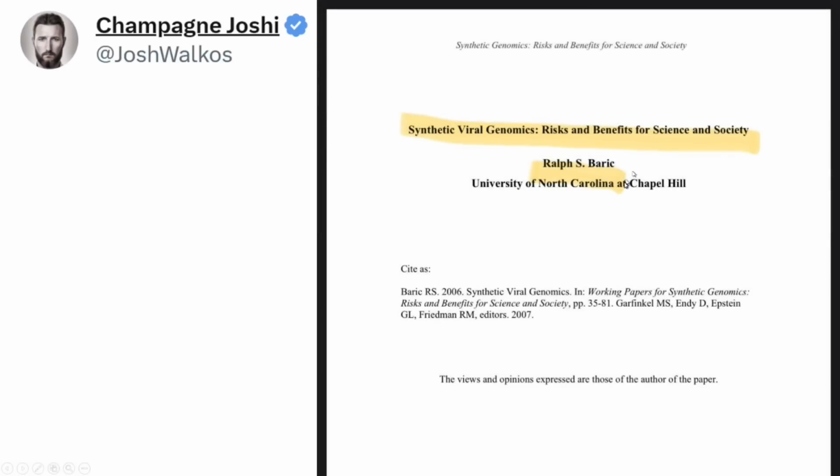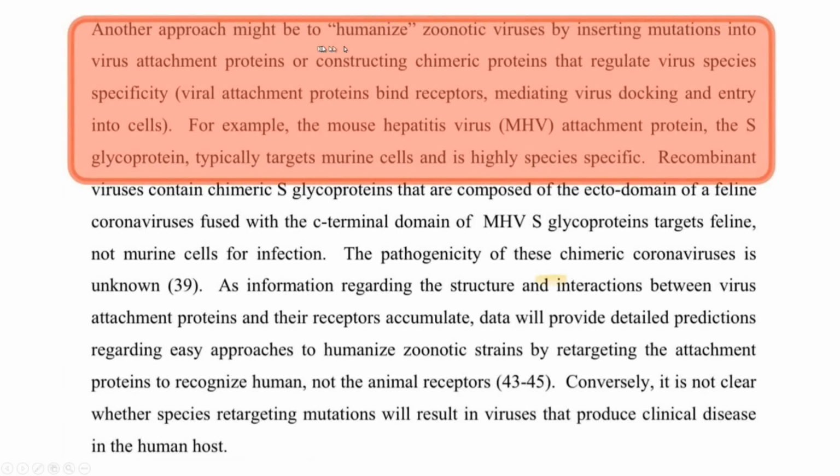Isn't that great? So I'm first going to show you from that tweet this paper, which has Ralph Baric back in 2006 clearly calling out the synthetic viral genomics and manipulation of SARS and other viruses. And interestingly, in the paper, he talks all about how you could humanize zoonotic or nature viruses by inserting mutations into virus attachment proteins or constructing chimeric proteins, etc. So it was fascinating that in 2006 they were already publishing on how you could do this.